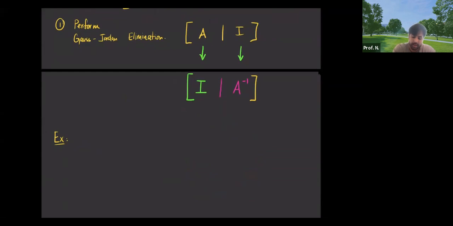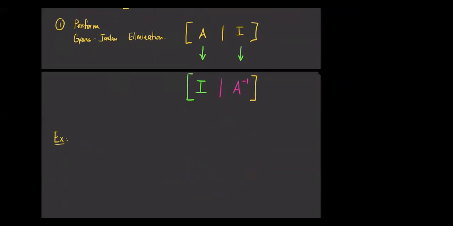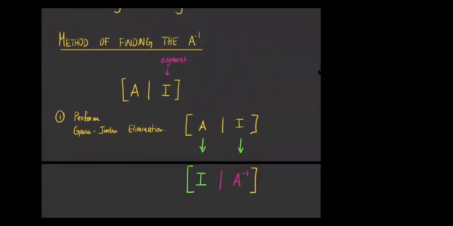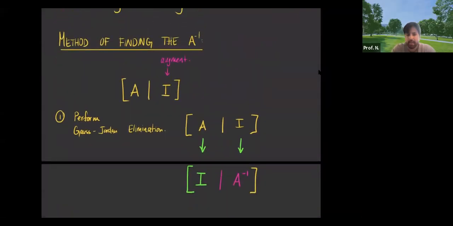Baldwin, yes. I just have a quick question to see if I got this down. So you want to put it in augmented form, and then we want to row reduce it? Yes. Okay.